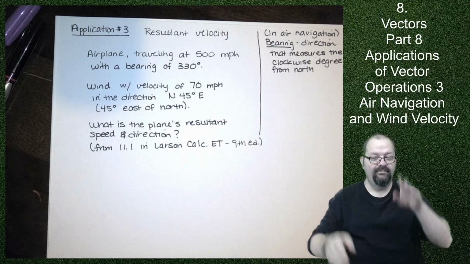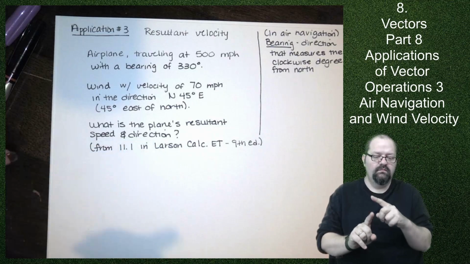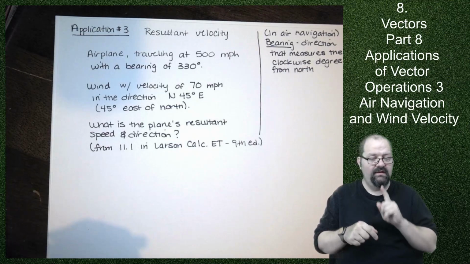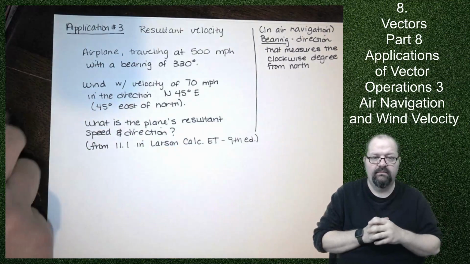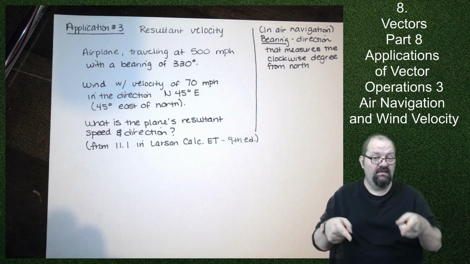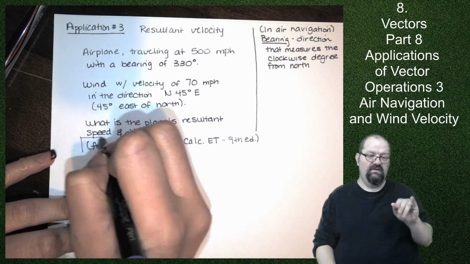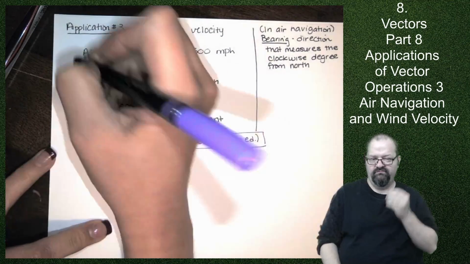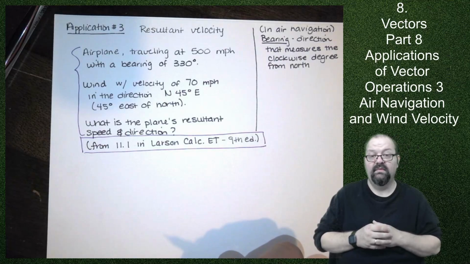Hi guys, this video is about another application of vector operations and a word problem. This is a problem dealing with resultant velocity. So we are given this information, and I just want you to know this is taken from the Larson Calculus with Early Transcendentals book, 9th edition, and it was originally in section 11.1. So that's our citation, and then this is a summary of the information in the question.